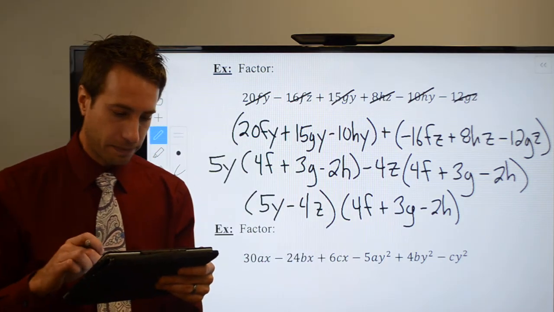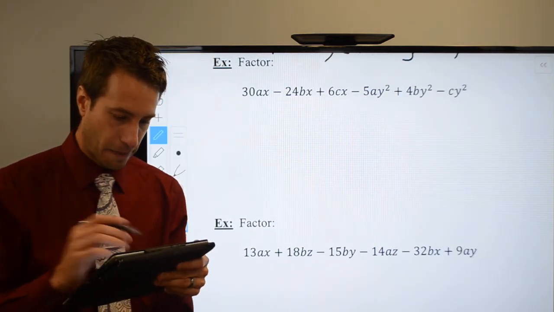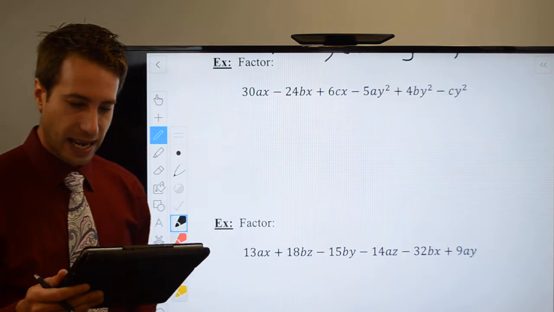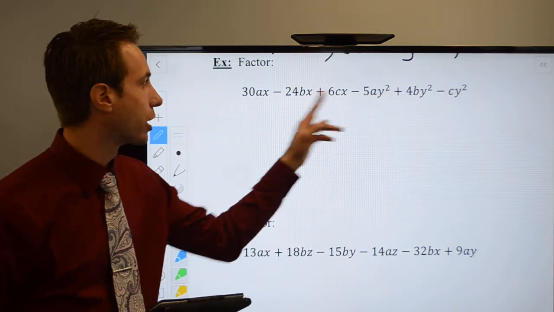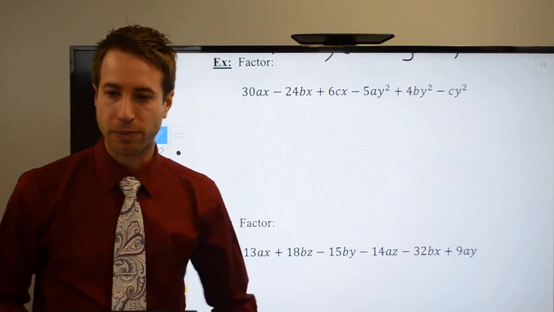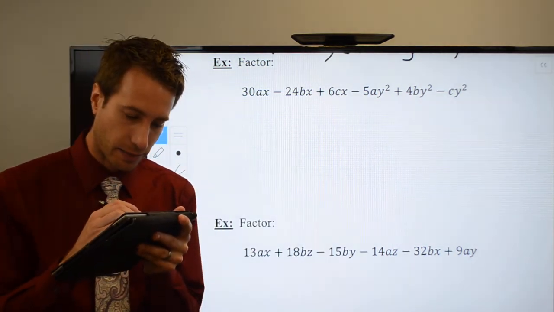Got another one here for you. Let's see what this one works out to. All right, so I'm taking a look at all these guys, and again, it looks pretty obvious to me. I'm going to want to group together the x's and group together the y squareds in this case. That's interesting.